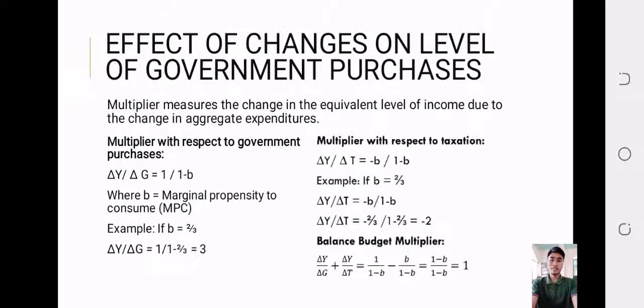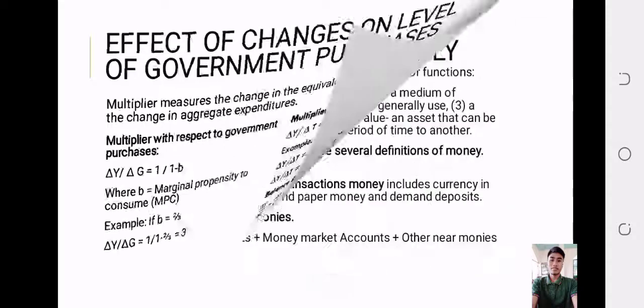Effect of changes in the level of government purchases. The multiplier measures the change in the equilibrium level of income due to the change in aggregate expenditures.